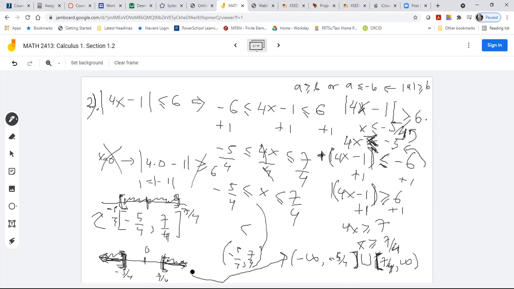Let's do it this way. So it goes both ways. Okay. So if you want to represent it in the picture, it will be like this. So it's negative 5 over 4, go to infinity. But this one is a square bracket. So that means it includes the negative 5 over 4. Yeah. And on the right side, it includes 7 over 4. Okay.